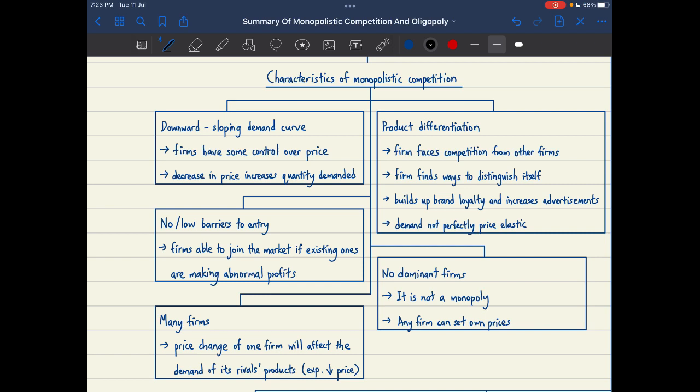Firms will face competition from other firms. So in order to show that they can earn a profit, they will have to find ways to distinguish themselves, maybe through brand loyalty and increasing advertisements. In this case, your demand would not be perfectly price elastic.